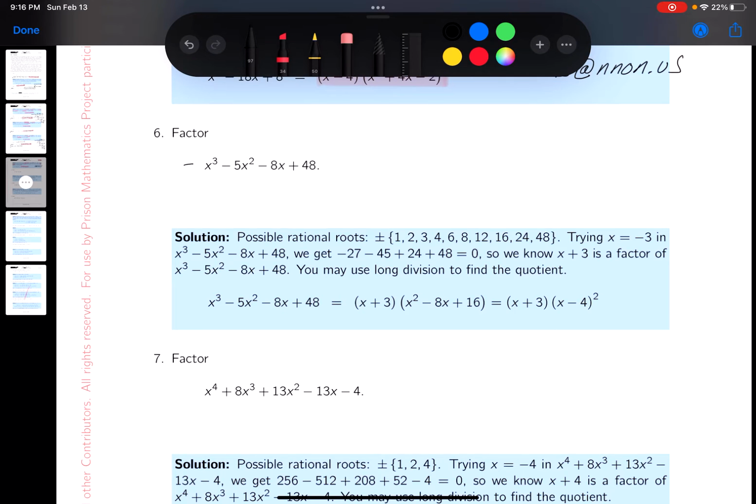Okay, I'm going to start off saying that this is my function. I'll list the candidate rational roots. They're going to be long. And what do you get? The factors of 48 divided by factors of 1.